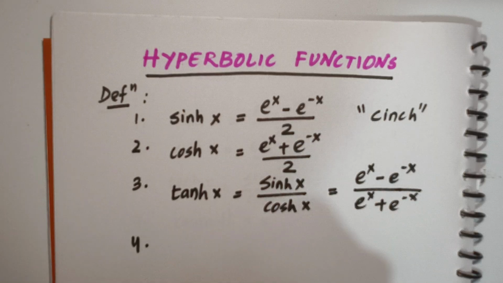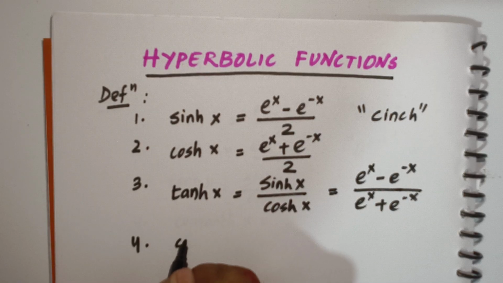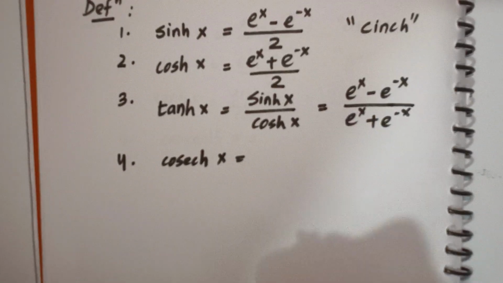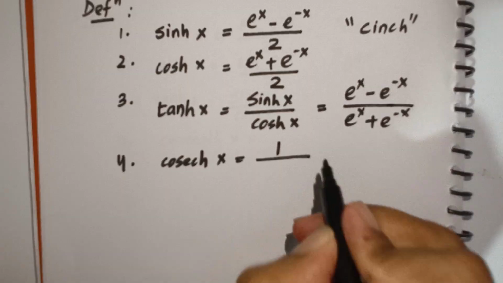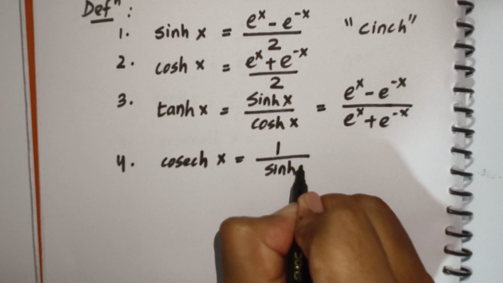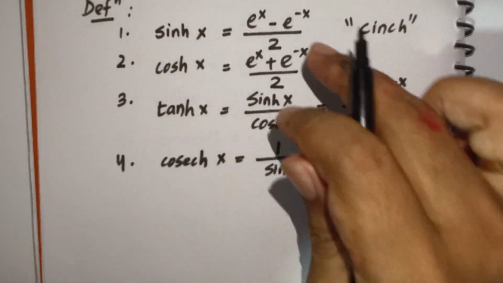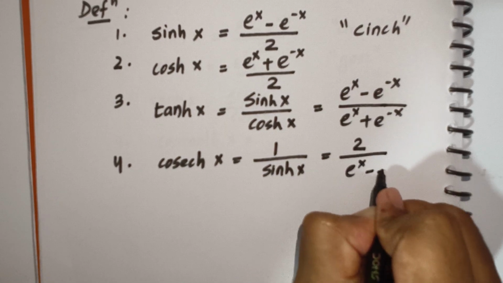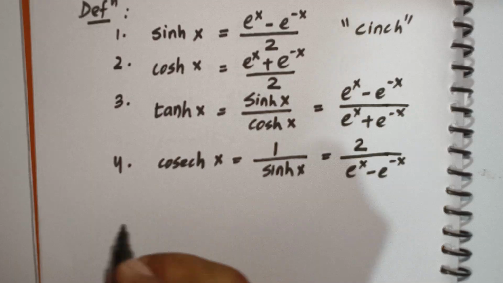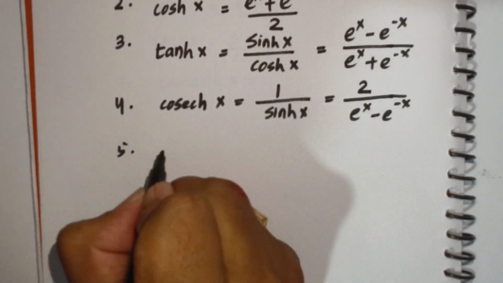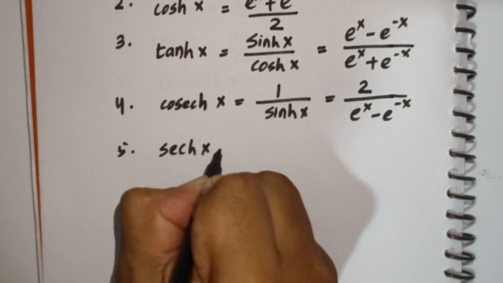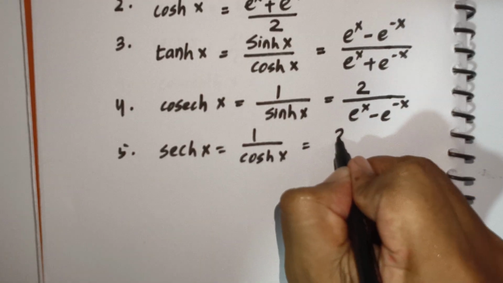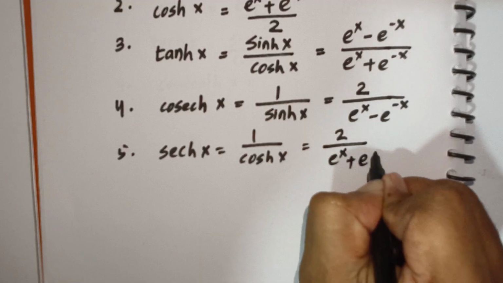Next, we have hyperbolic cosecant, cosech x, which is 1 over hyperbolic sine, and this is the reciprocal of this one, so we have 2 over e to the power x minus e to the power minus x. Similarly, we have hyperbolic secant, which is 1 over hyperbolic cosine, and this is 2 over e to the power x plus e to the power minus x.